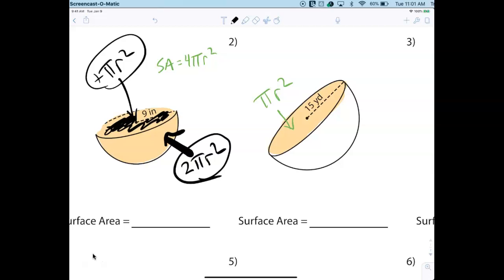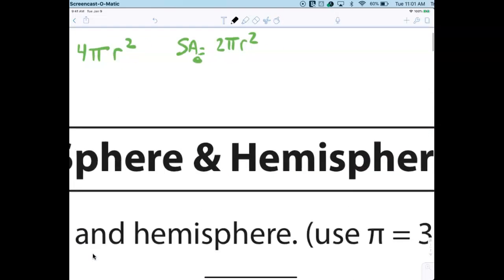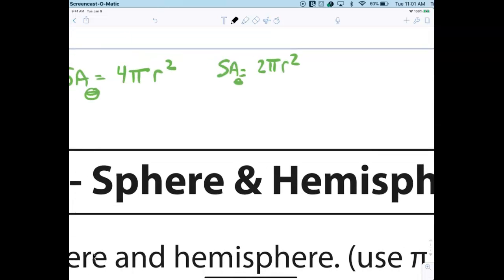Alright, so the surface area of the hemisphere is what? Surface area of the hemisphere is not 2, but what? 3 pi r squared. Surface area of a hemisphere is equal to 3 pi r squared. Does anybody have any questions?